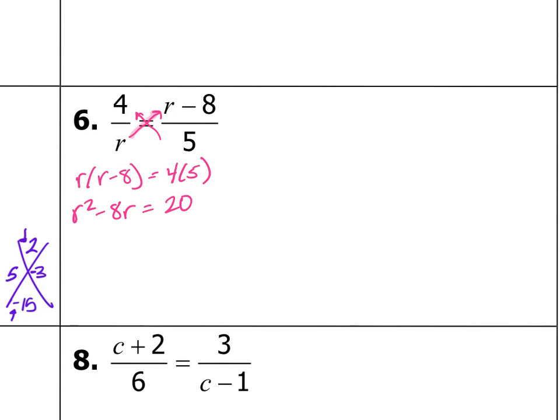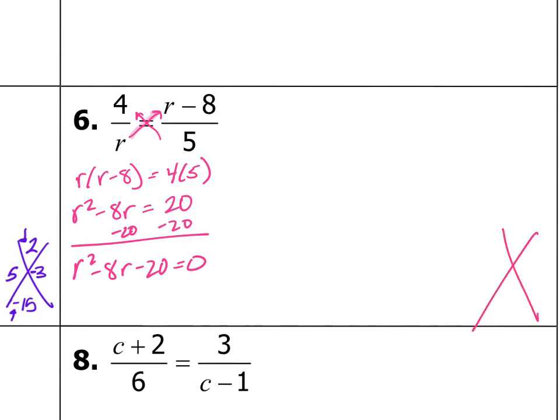Everything needs to be on the same side of my equal sign. So I'm going to subtract 20 from both sides. And I get R squared minus 8R minus 20 equals 0. So we're going to factor. I need two numbers that multiply to be negative 20 and add to be negative 8. Well, 4 and 5 definitely don't work. So what else multiplies to be 20? Well, 10 and 2, of course.